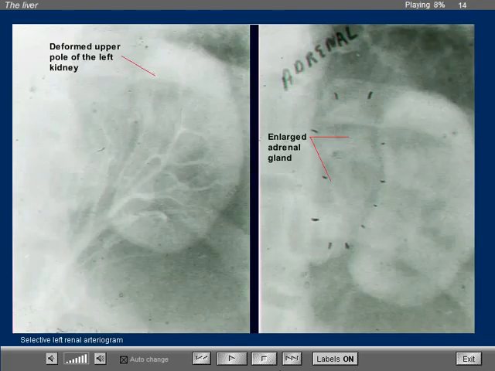Here we see a selective left renal arteriogram. Note the abnormal shape, size, and position of the left kidney. The axis of the kidney appears tilted with the upper pole more laterally located than the lower pole. Note also a hypertrophied left adrenal gland.